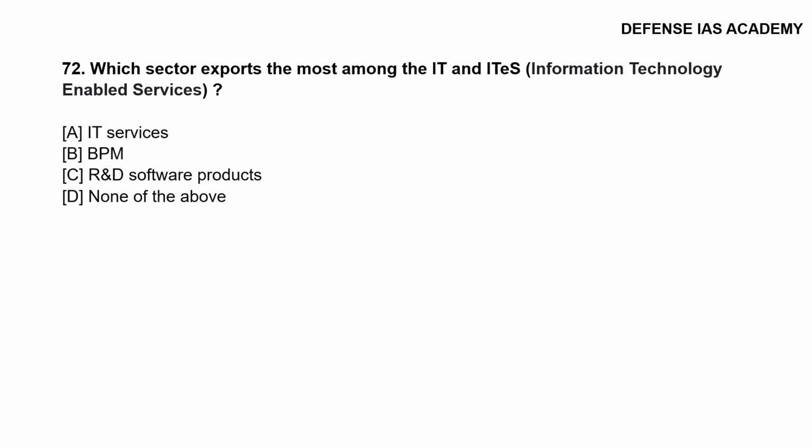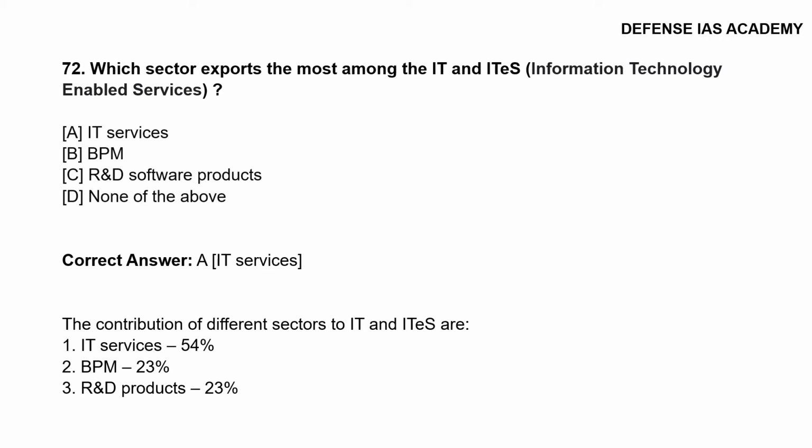Question number 72. Which sector exports the most among the IT and the ITES services? ITES is Information Technology Enabled Services. So the correct answer will be option A, IT services. The contribution of different sectors to IT and ITES are IT services, 54%. BPM, 23%. The research and development products, 23%.